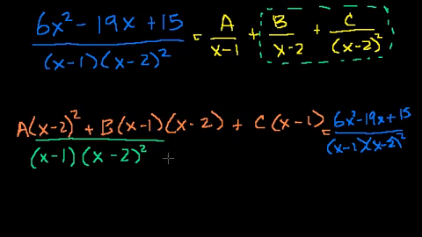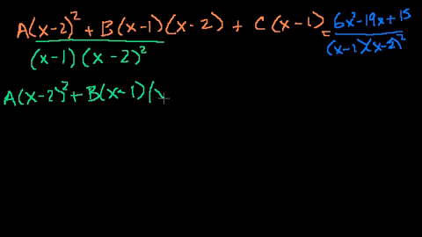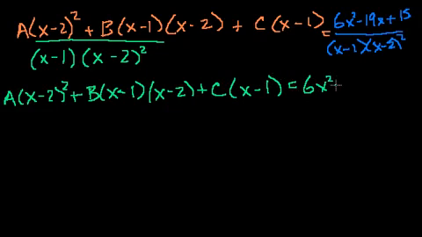And like we've done in every problem so far, the denominators are the same, so we can just set the numerators equal to each other and try to solve for a, b, and c. I'm really just rewriting it: a times x minus 2 squared plus b times x minus 1 times x minus 2 plus c times x minus 1 is going to be equal to 6x squared minus 19x plus 15. There you go. Now we have to solve for them, and we can do it just the way we've done the previous problems. We can pick choices for x that make things cancel out nicely.